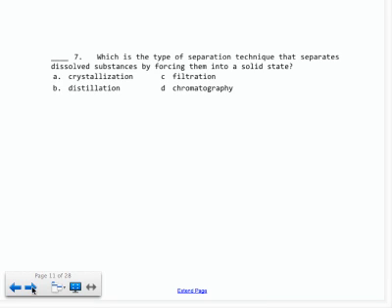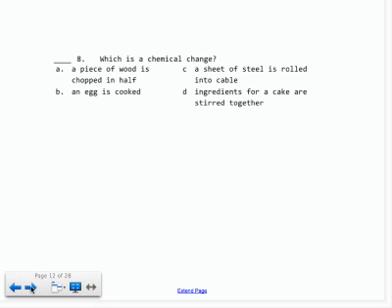Which separation technique separates dissolved substances by forcing them into a solid state? That is A. Crystallization. Distillation relies on boiling point. Filtration we just discussed. Chromatography is based on the fact that certain substances travel through a stationary medium at different rates. Which of the following is a chemical change?